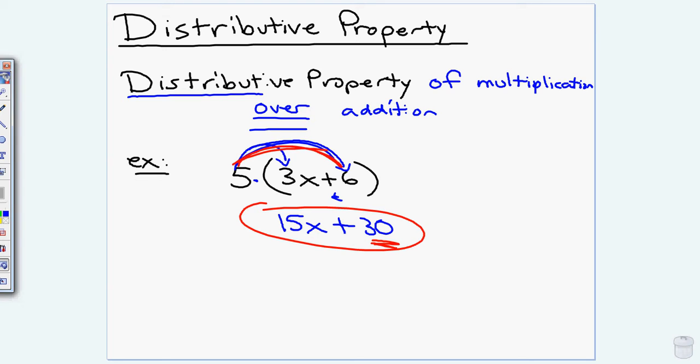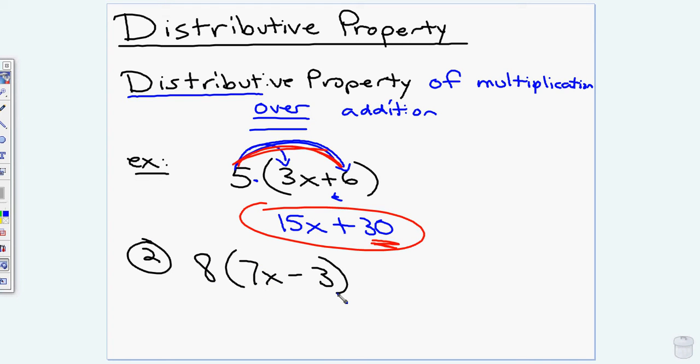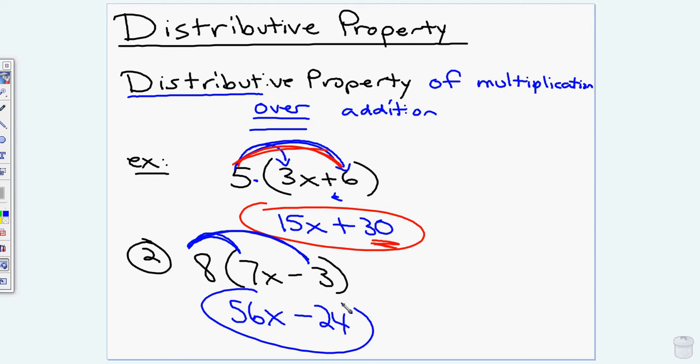Let's do a couple more examples. We'll call this one example number 2. How about 8 times 7x minus 3? Well, we distribute the multiplication over top of the addition or subtraction. So what is 8 times 7? So this will be 56x minus whatever 8 times 3 is, 24. And that is your answer. We cannot do anything else with it.